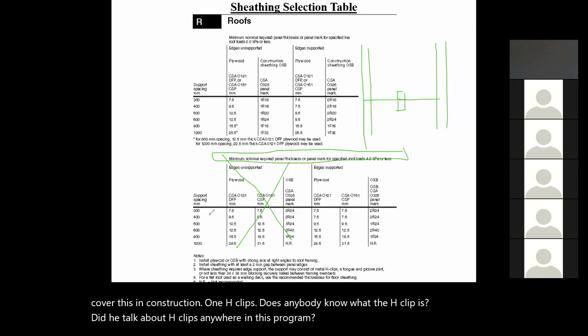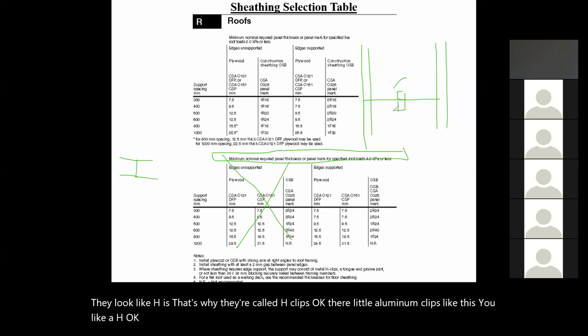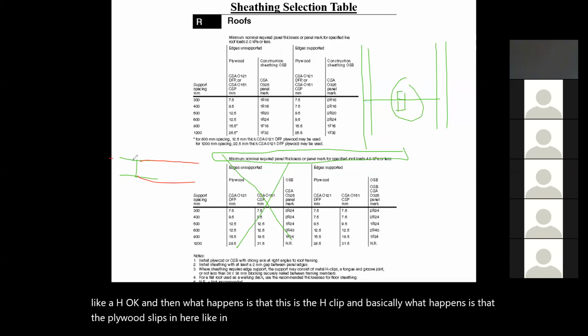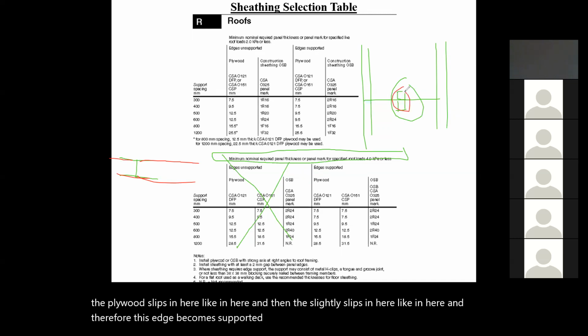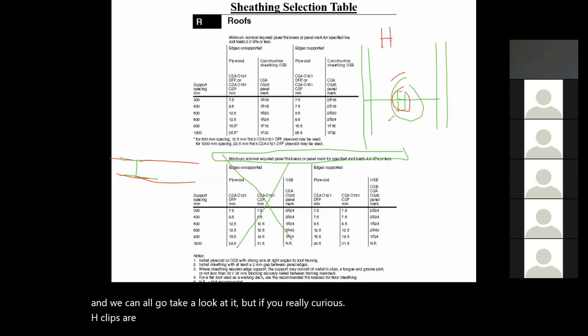Yeah, well, they look like H's. That's why they're called H clips. They're little aluminum clips like this. You see like an H. And basically what happens is that the plywood slips in here, and then the plywood slips in here, and therefore this edge becomes supported by this little clip. We can Google it after, and we can all go take a look at it. But if you're really curious, H clips are the cheapest way that you can have a supported edge. That's the cheapest way for a roof.